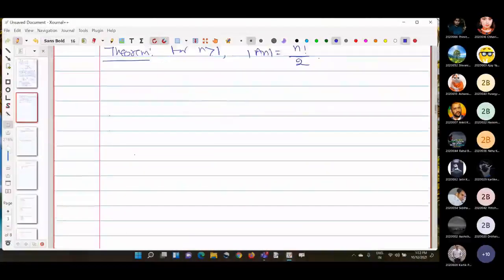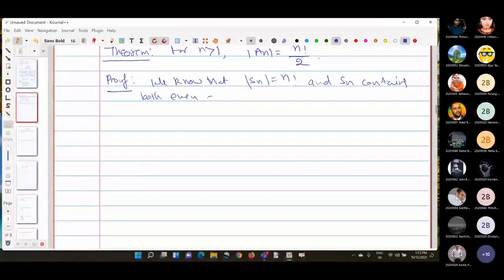Okay. So this is a very short proof. So let us see the proof. We know that the order of Sn is equal to n factorial, and Sn contains both even and odd permutations. Fine. And of course, you should note that no permutation in Sn can be even as well as odd.